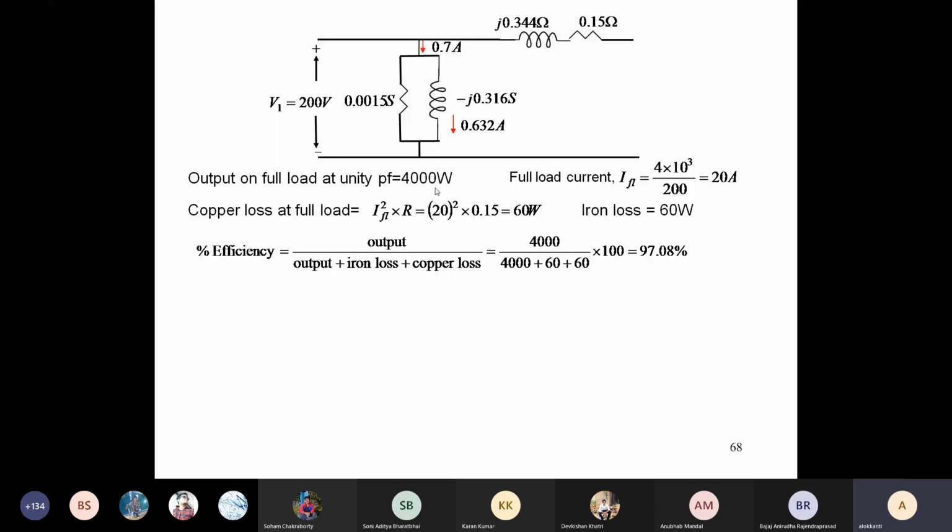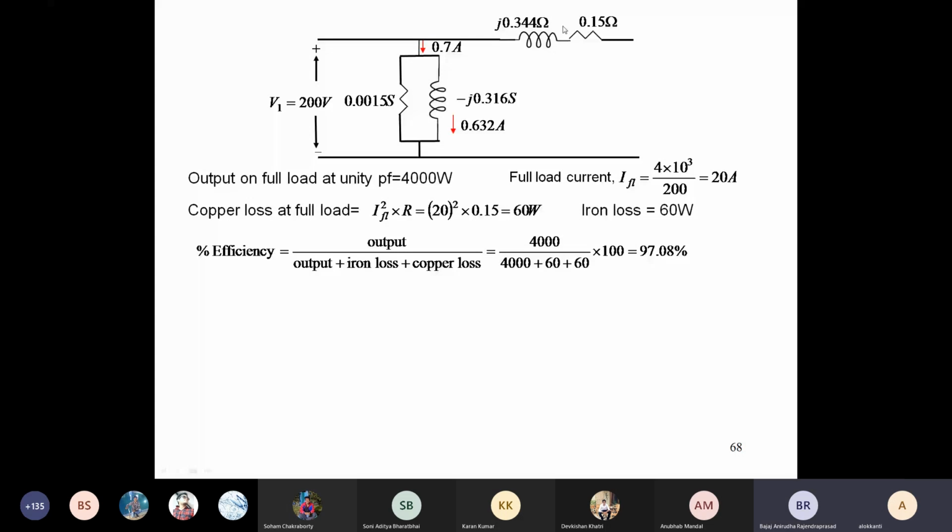Okay. Now the next part of the question is the secondary terminal voltage. Sorry, but I did not understand the question. That is why we are not taking the 19.3 ampere current. Where is the 19.3? This is the 20 ampere here, that is passing through this resistance 0.15 and j 0.344 ohms. This is the 20 ampere flowing here.